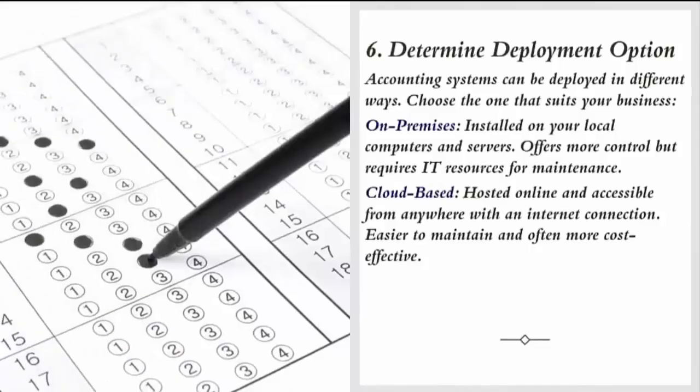6. Determine deployment options. Accounting systems can be deployed in different ways. Choose the one that suits your business. On-premises, installed on your local computers and servers, offers more control but requires IT resources for maintenance. Cloud-based, hosted online and accessible from anywhere with an internet connection, easier to maintain and often more cost-effective.